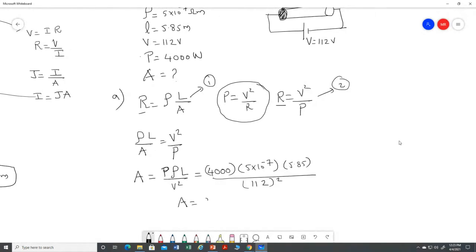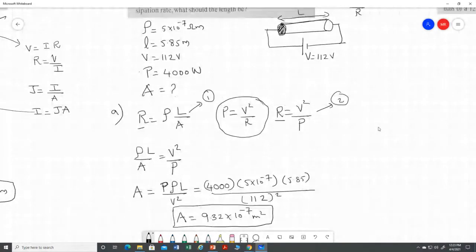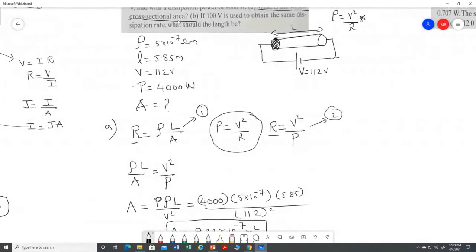9.32 multiplied by 10 to the power of minus 7. What's the unit for the area? It's meter square. So this is the answer for the first question. Clear, my dear? Clear? Okay, now you have another problem also.